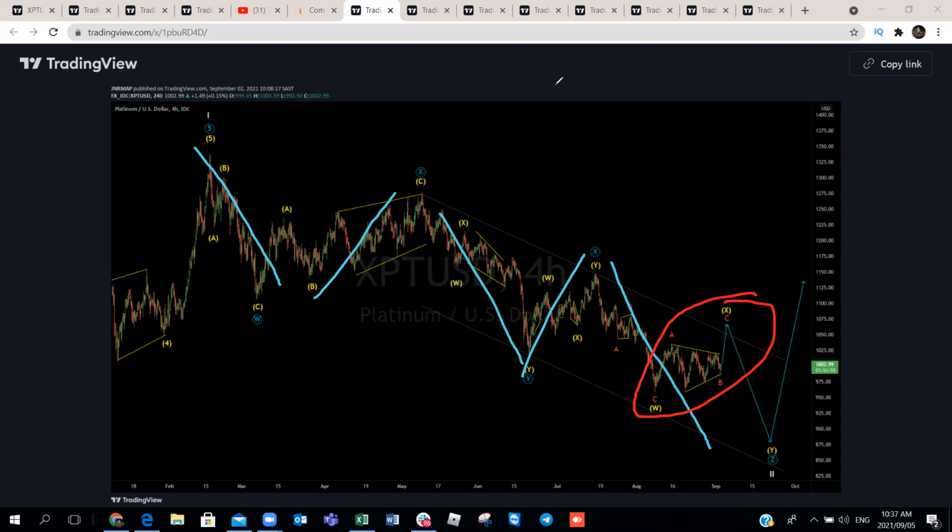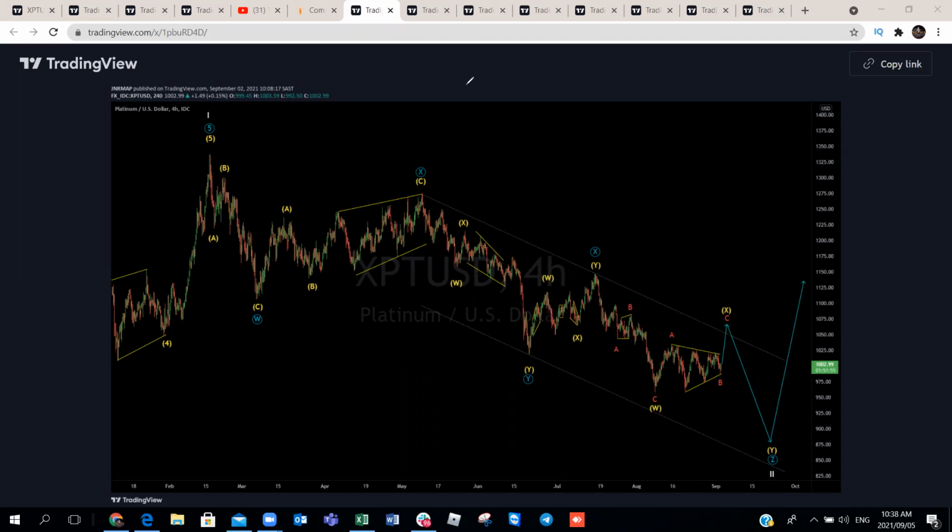Let's have a look at this structure. Look at that structure in the ABC degree. This A, this is B, this is C. Now the B here is playing out as a triangle. That was our forecast, right? So this was a forecast. The sell chart was sent on the 2nd of September. And what we expected of platinum was that it was going to give us 1, 2, 3.